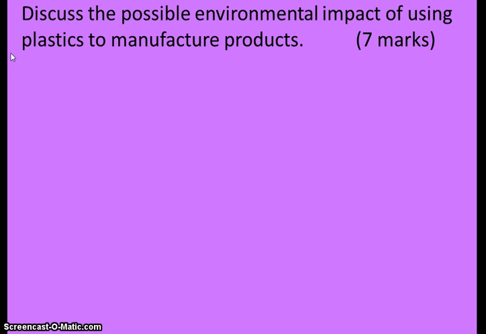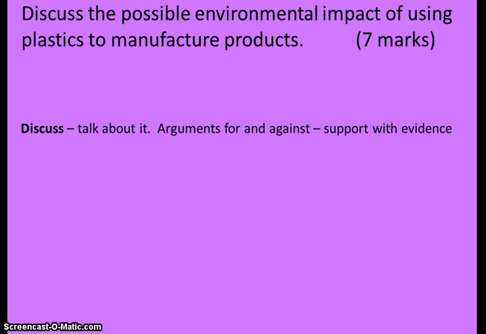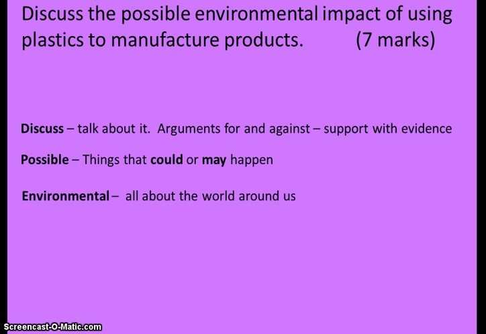The first thing we do is try and understand the question. What is the question asking us to do? So we're going to look at the key words. First key word, discuss. Discuss means to talk about something, arguments for and against. Next key word is possible. Possible means something that could or may happen, doesn't mean it will. Next key word, environmental. Environmental means all about the world around us. Next key word, impact. Impact means the influence or the effect that it can have on us.